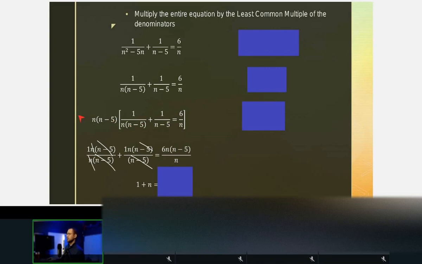All right, and then the last one, we do this times this fraction. All right, what cancels out here? Just the n. Yep.